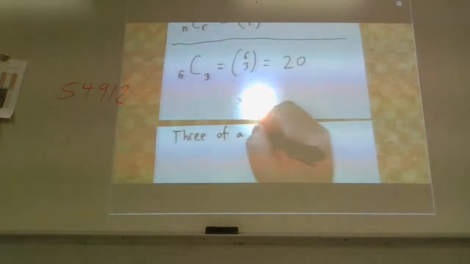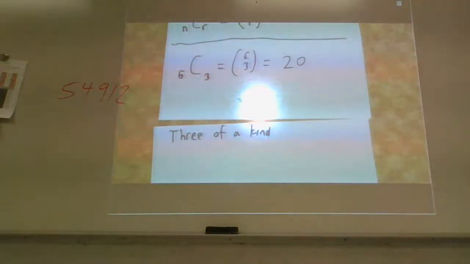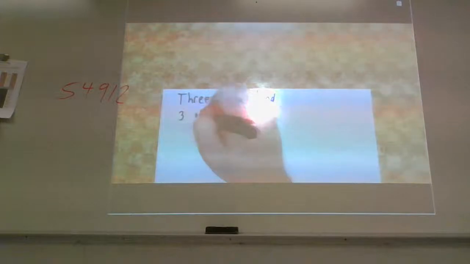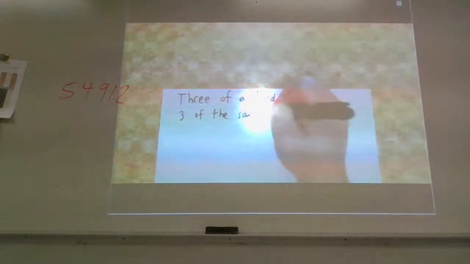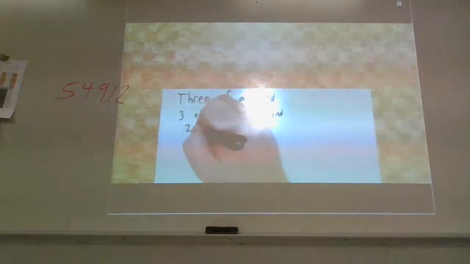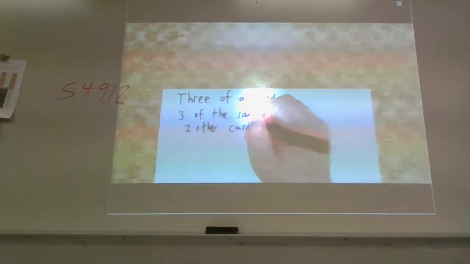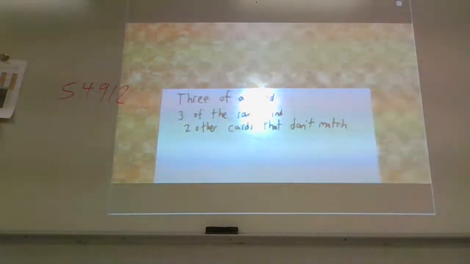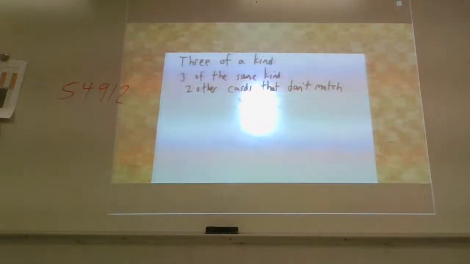3 of a kind in a game of poker. Now, to get 3 of a kind, just to be very clear, you need 3 of the same kind and 2 other cards that don't match. A royal flush is all the cards having the same suit, and it has to be the ace, king, queen, jack, 10. That's a royal flush.